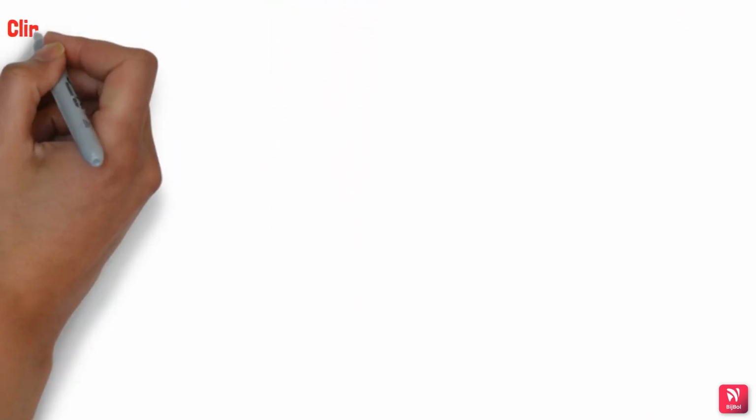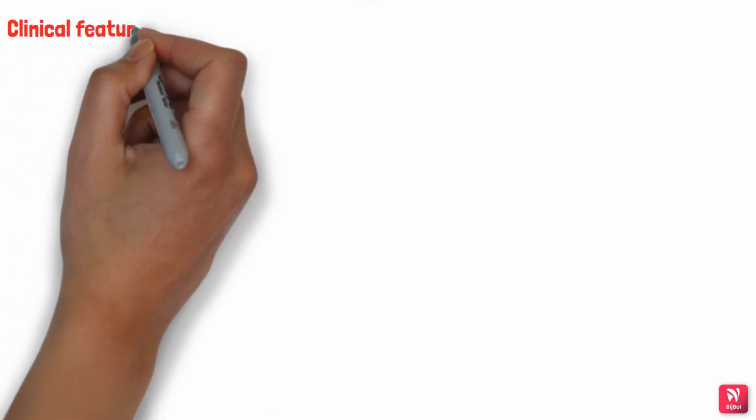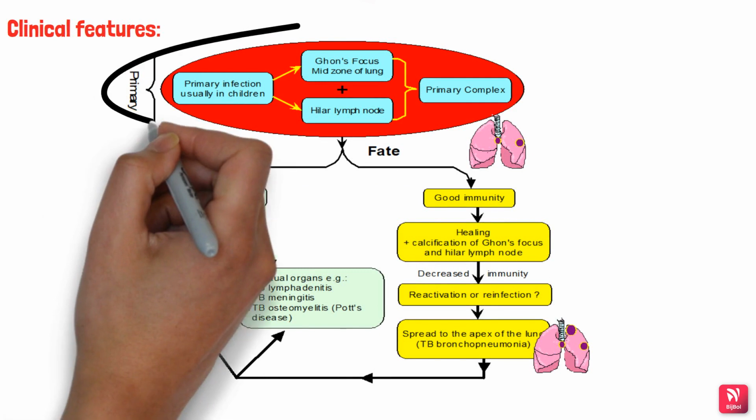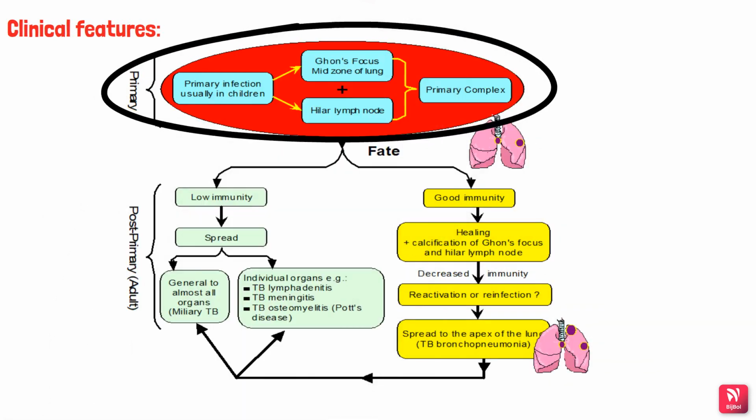Now if we see the clinical features of tuberculosis, usually it will be pulmonary or extrapulmonary in nature. Under pulmonary tuberculosis we have primary or post-primary, also called secondary, tuberculosis. If you see primary tuberculosis, this usually occurs in children. That is why it is also called childhood tuberculosis.